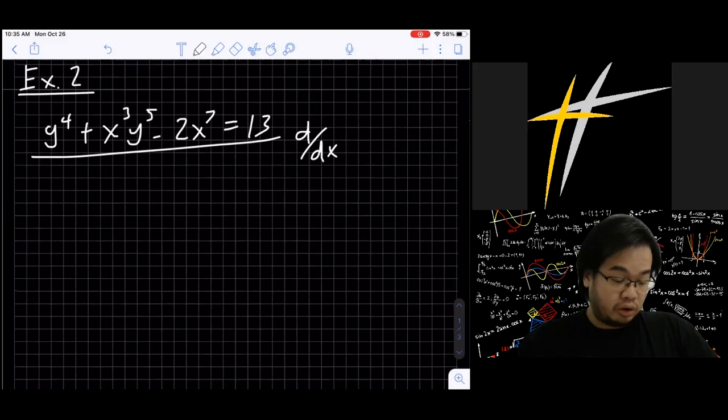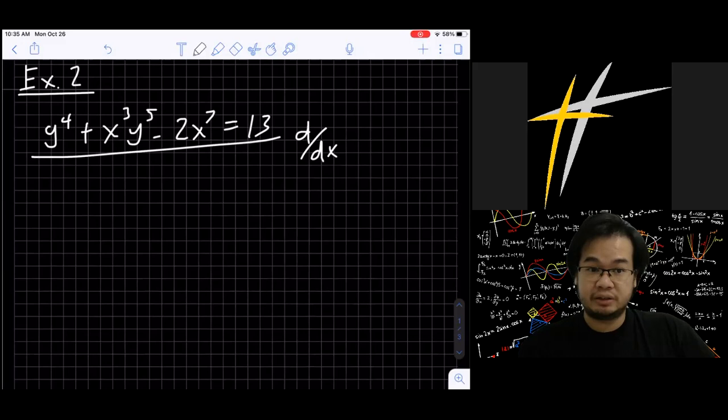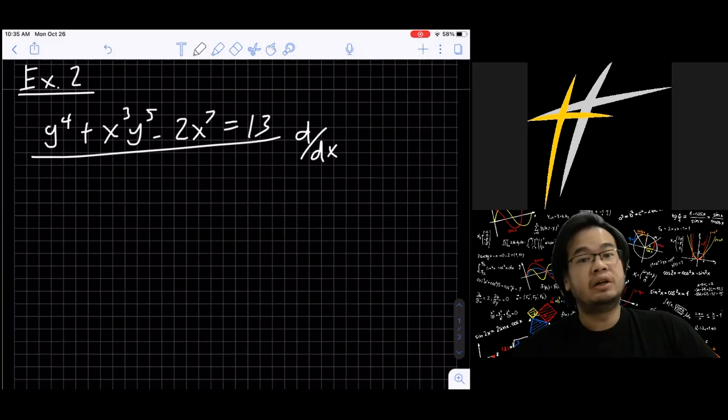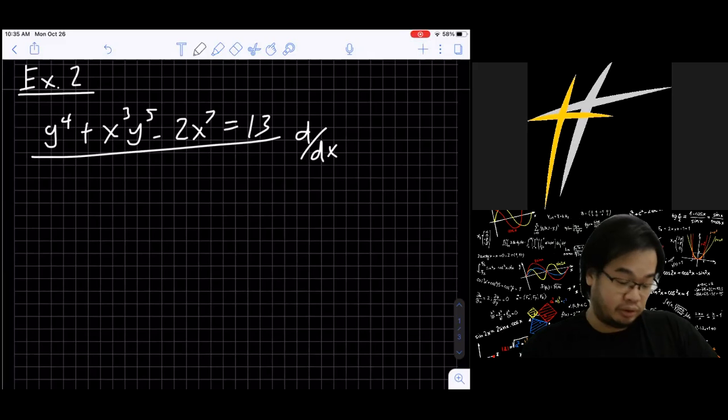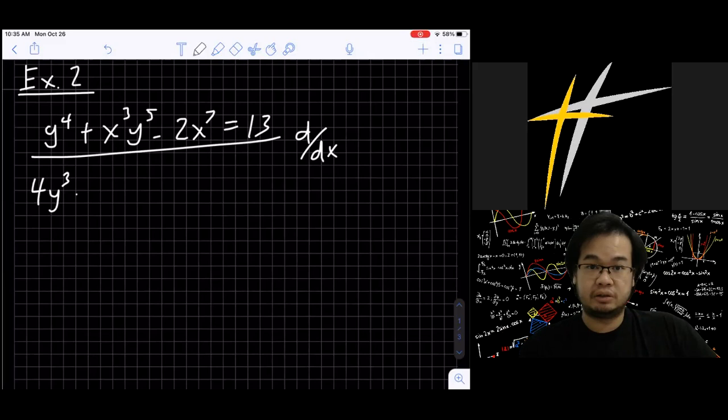Okay. So the first term is y power 4. This is a composite function. Remember, y is still somehow related to the value of x, right? Because it's relation, so x is related to y and y is related to x. Therefore, y is a composite function of x, so we need to use chain rule. Basically, it's 4y cubed. Now, because y is a function of x, we need to multiply by the derivative of the inside function, dy dx.